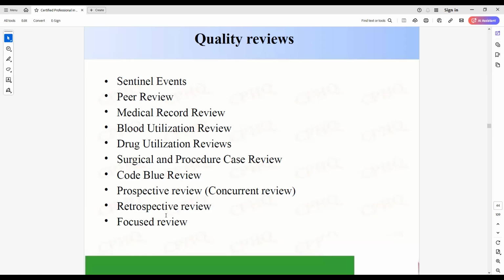And so these are examples of reviews, and here are the different intervals within which the reviews can happen. So prospective review, prospective is like concurrent. Can anyone give me an example of a prospective review?